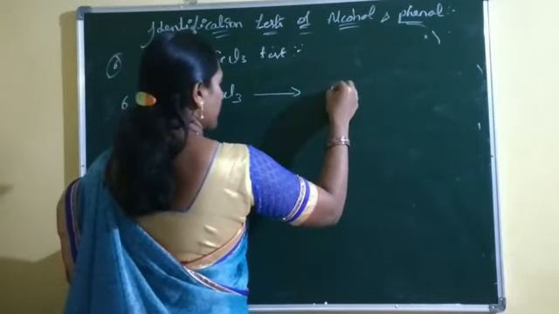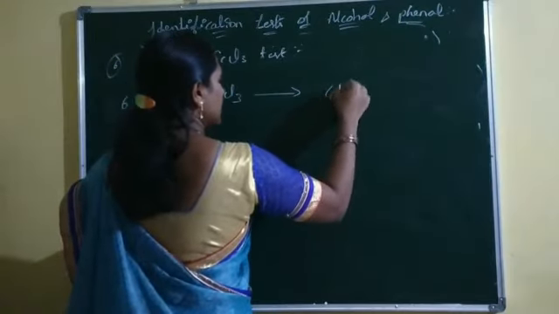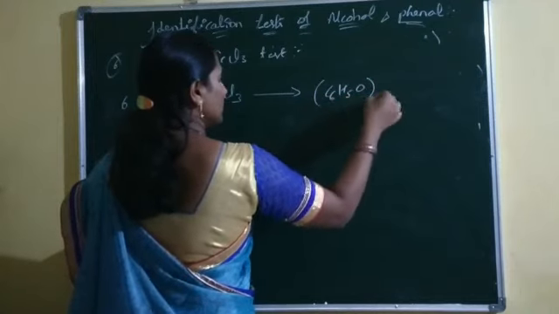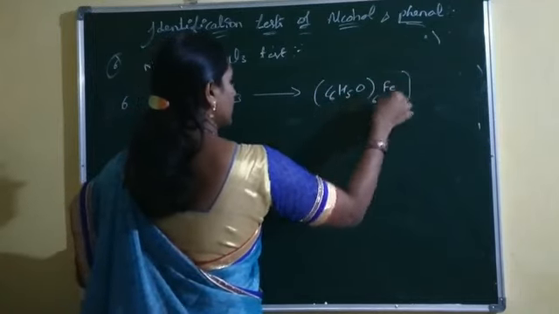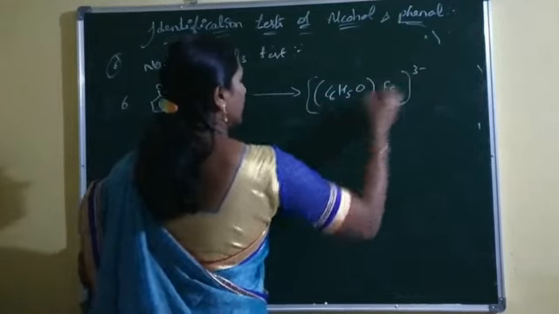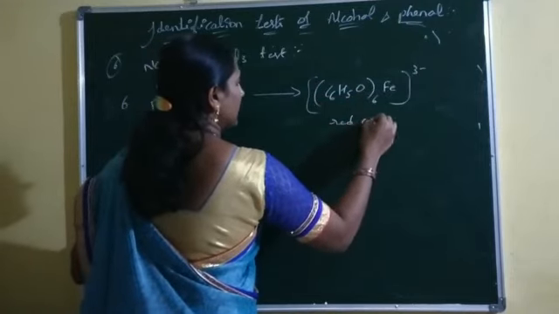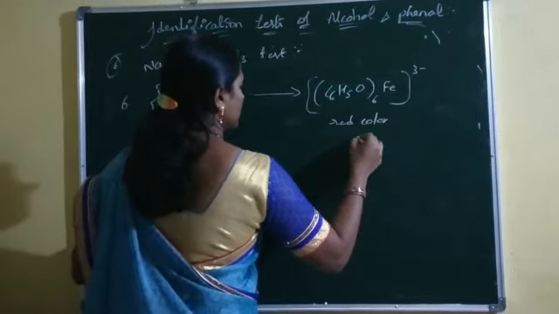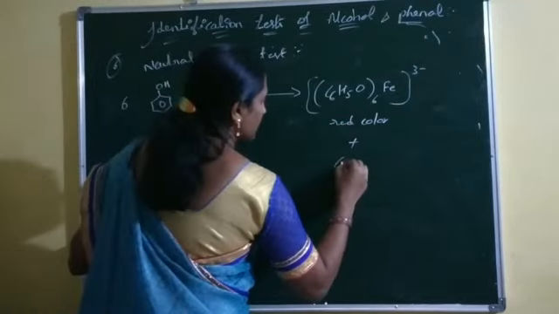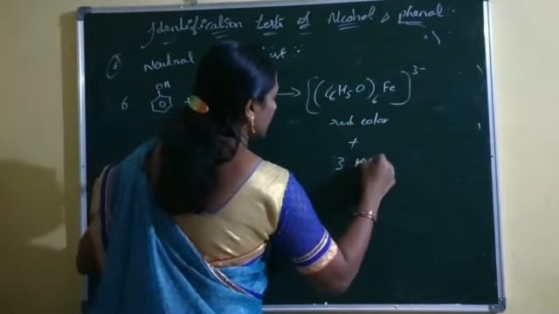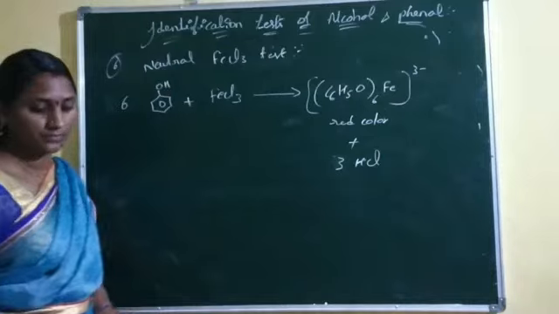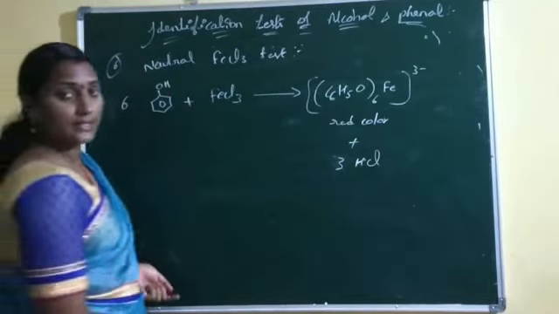That is [Fe(C6H5O)6]3-. This is the red color complex observed. The byproduct is 3 moles of HCl. Thank you for listening patiently.